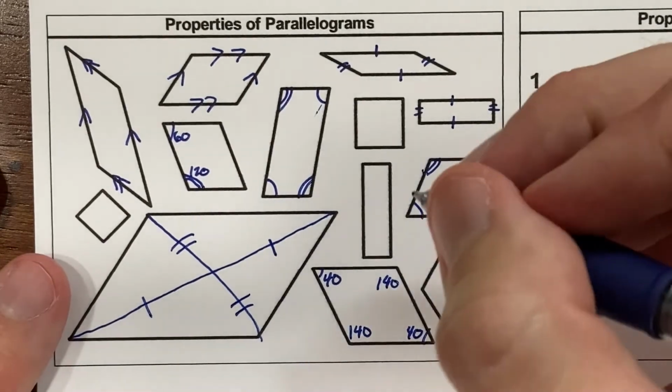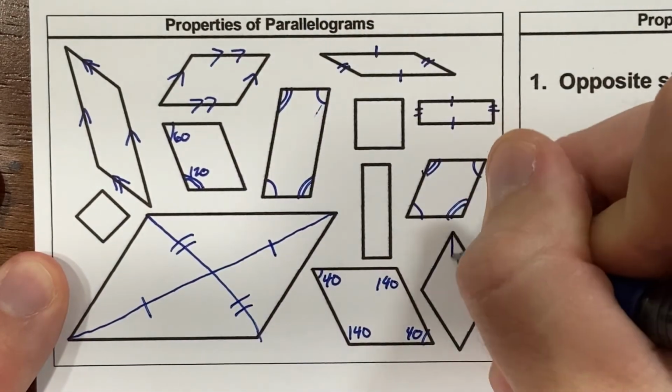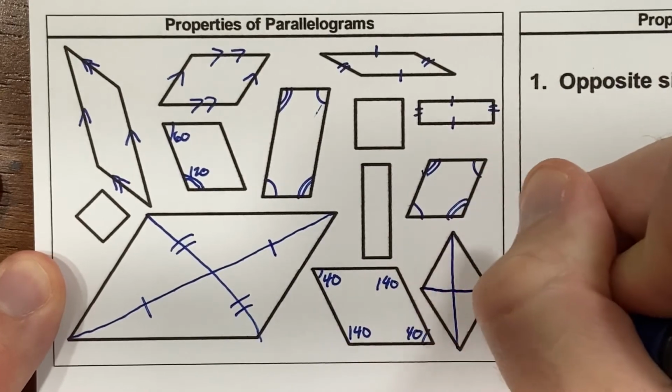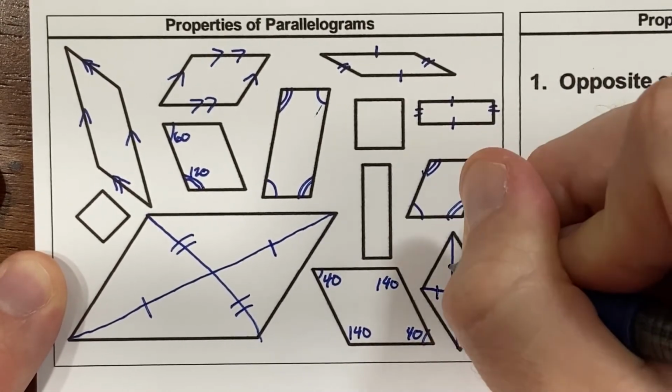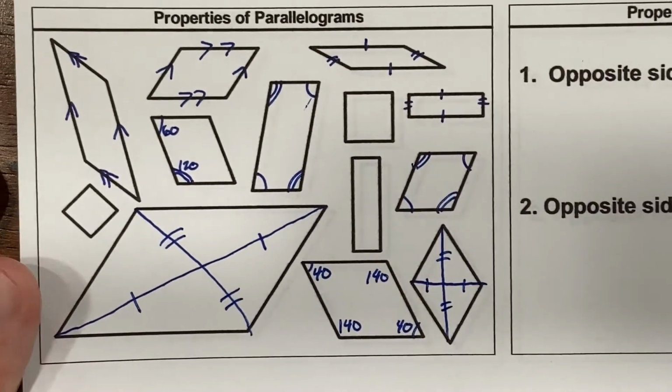Okay? You could have done this on any of these. You could have done it on, let's do this one. That diagonal cuts that one in half, and this one cuts that one in half. So like that's congruent to that, and that is congruent to that.